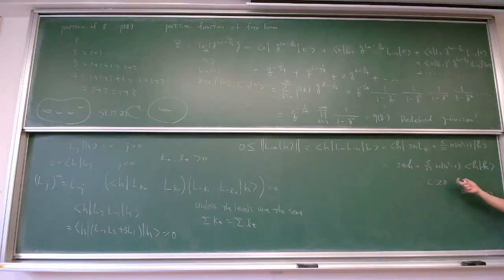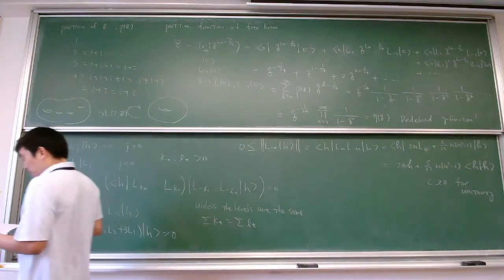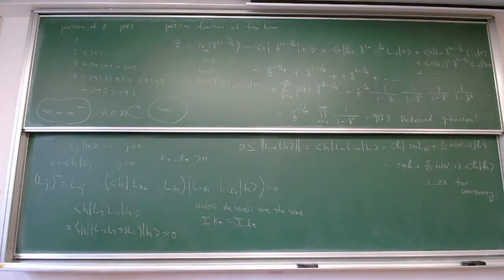So this is the condition coming from unitarity. C has to be greater than or equal to 0. If C is negative, it means the theory is not unitary.